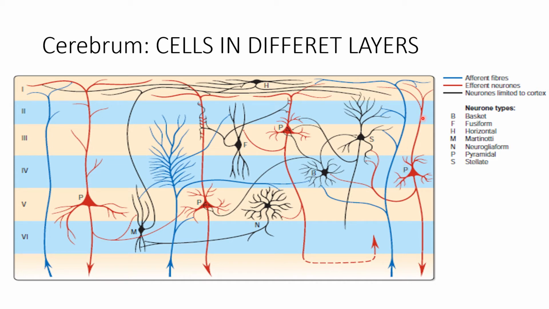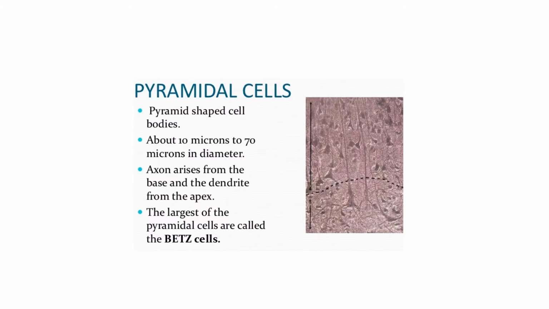So the blue represents the afferent fibers, and the red is the efferent fibers, and those which are shown as black are limited to the cortex itself. I hope this is clear. So let's move on to the individual characteristics of the cells.